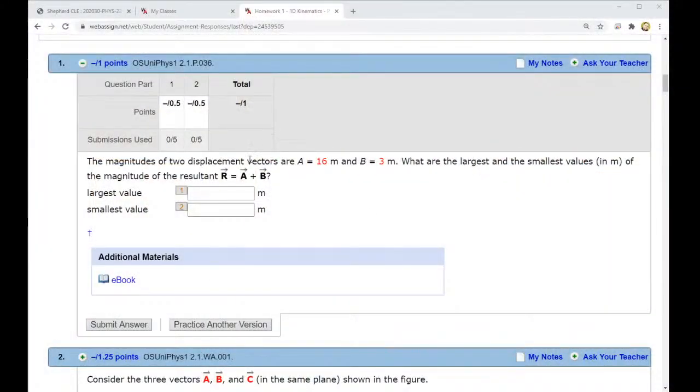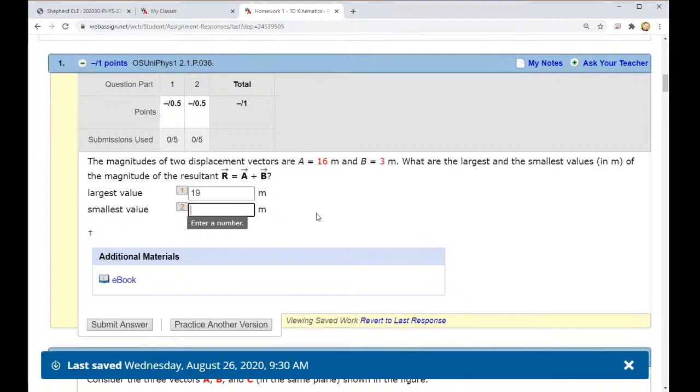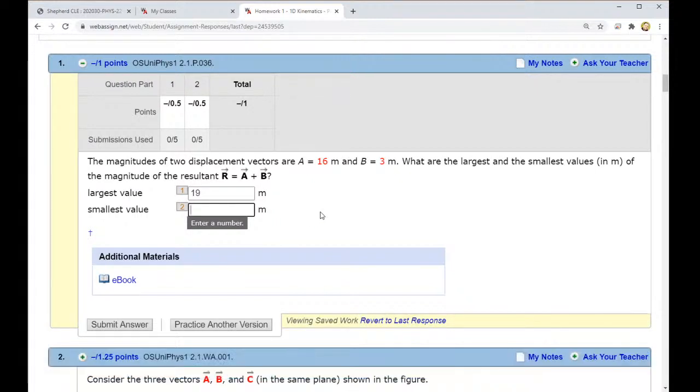So you can actually answer this first question now in the homework. If I have these two vectors A and B and I add them together, A is 16 and B is 3, what's the maximum value they could have? It would be when they're parallel, and the magnitudes add together to 19. What's the smallest value you could get for the magnitude of the resultant? It would be 16 minus 3, which is 13.